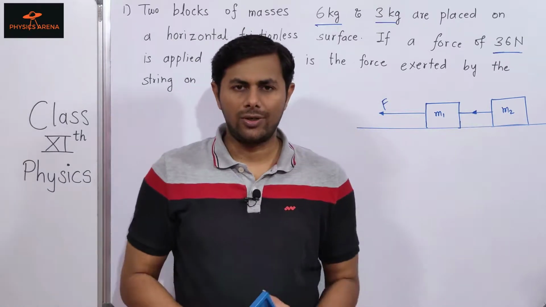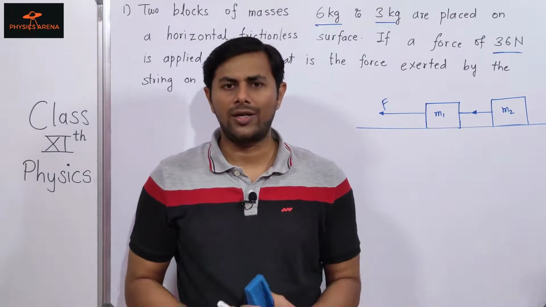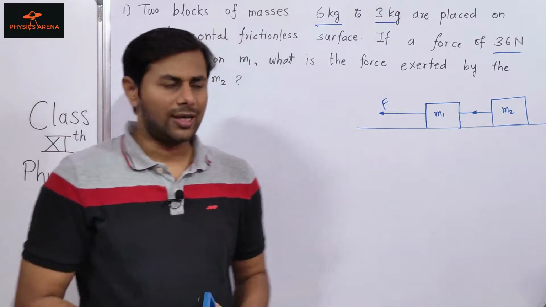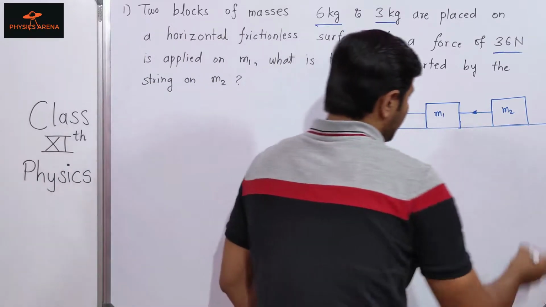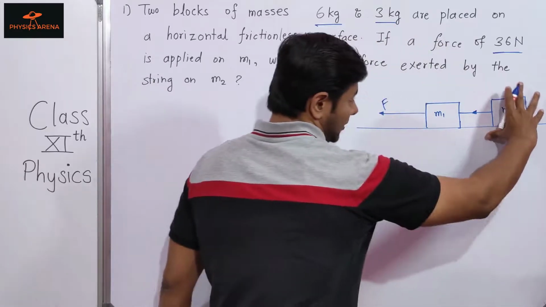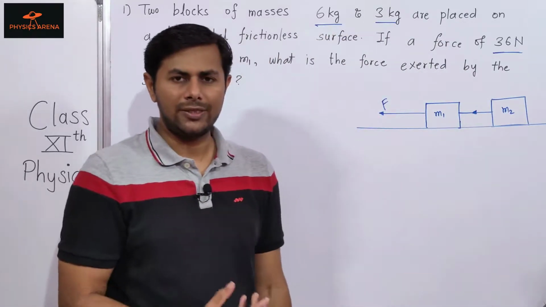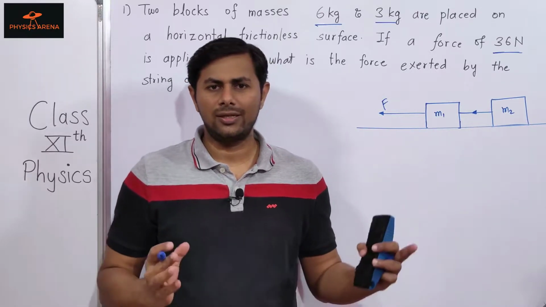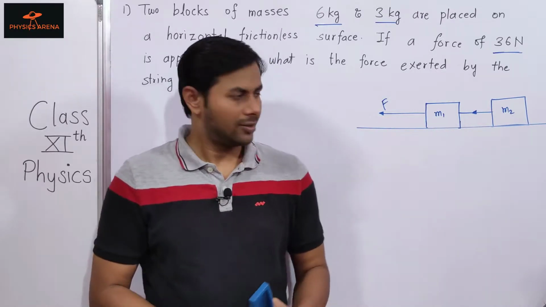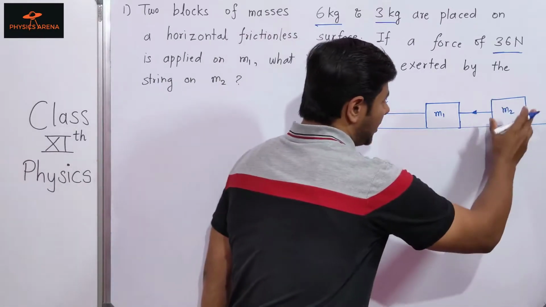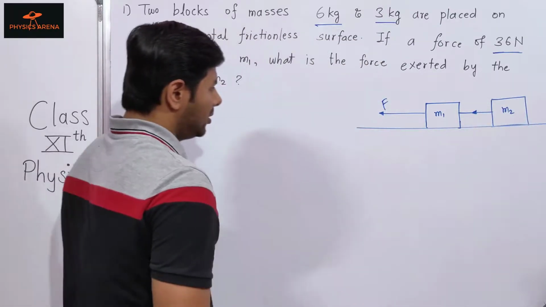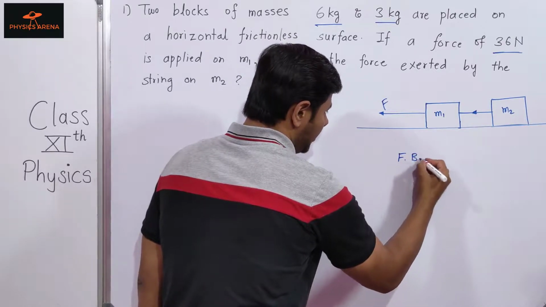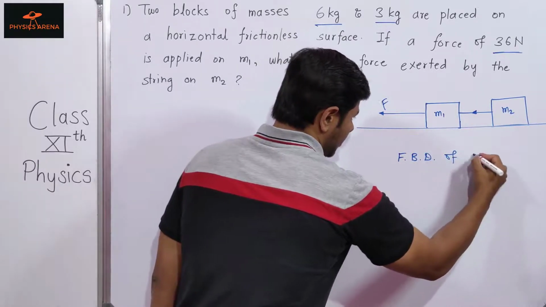So we are going to solve this problem using a free body diagram. So what is a free body diagram? A free body diagram is drawing one part of a system at a time, or representing it by a point, and then drawing all the forces acting on that part only. So let's consider this block m2 and draw its free body diagram. So FBD of m2.